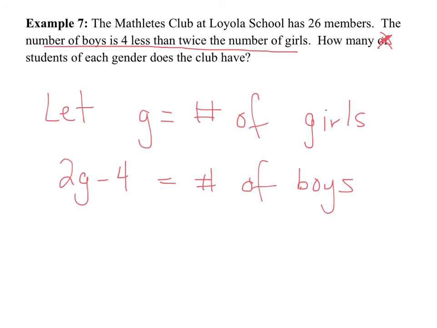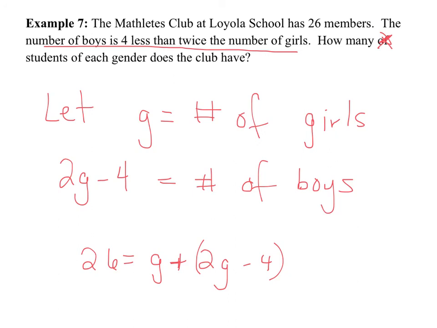And we're told that there's 26 members. Kelly? Very good. I like the way Kelly explains that. You think about it as the number of boys and girls together is the total class. You just sum them up. Now, I put parentheses here. Clearly, you don't need them. You're going to end up combining like terms to give you 3G minus 4.